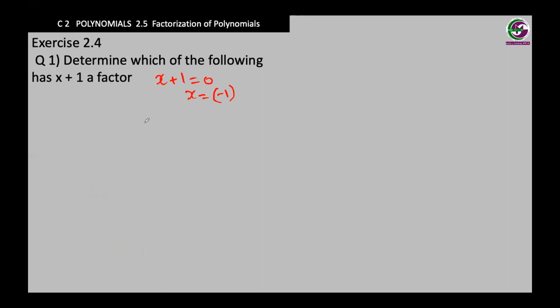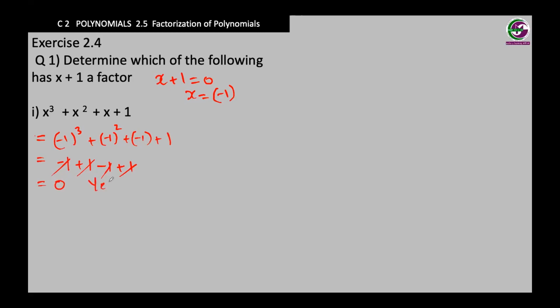We have to substitute x is equal to negative 1 in each of the polynomials. So for x cube, we substitute negative 1 power 3 plus negative 1 power 2 plus negative 1 plus 1. Let us see what the answer is. Negative 1 power 3 is negative 1. Negative 1 power 2 is positive 1. Negative 1, positive 1 get cancelled, these two get cancelled, so your remainder is 0. So what do we understand? Yes, it is a factor. x plus 1 is a factor because you have the remainder 0.